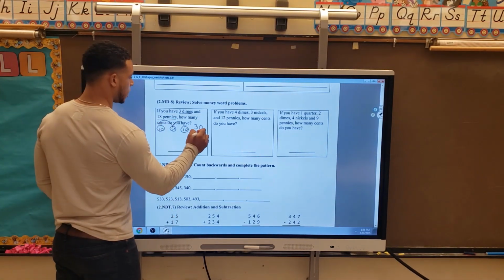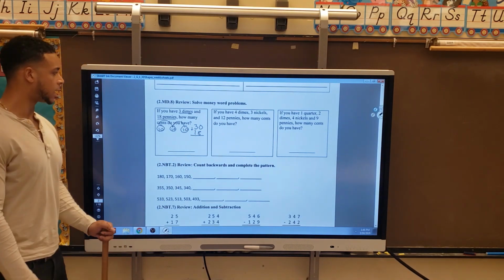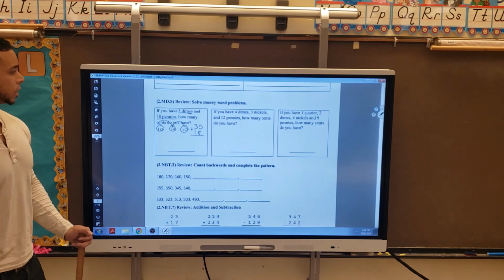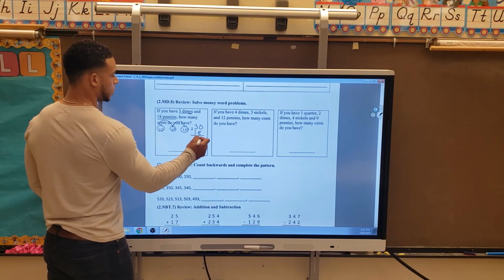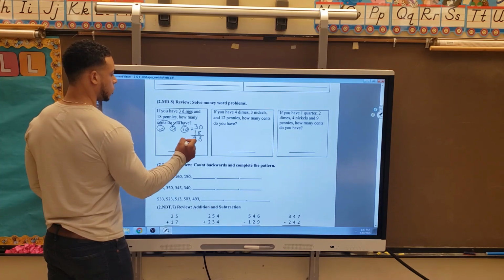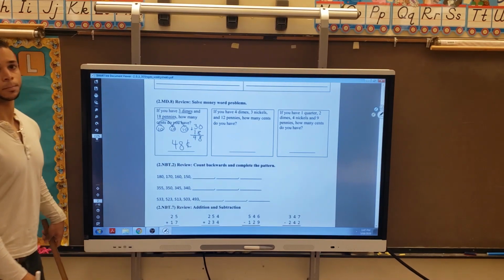Some of y'all can do that in your head, but to show how we got our final answer, let's go ahead and add it on the side. Starting in your 1's place, 0 plus 8 equals 8, and then 3 plus 1 equals 4. Make sure you got your cent sign in your answer, 48 cents.